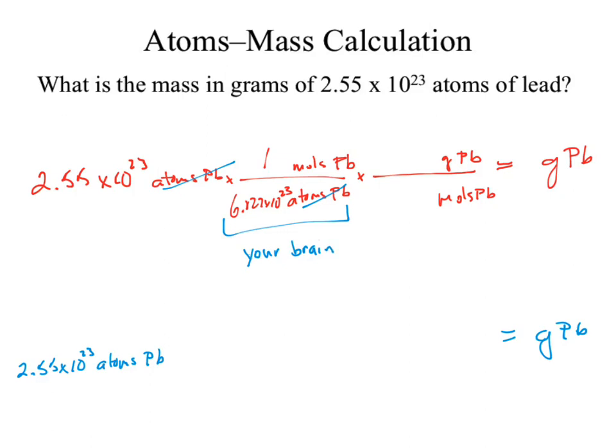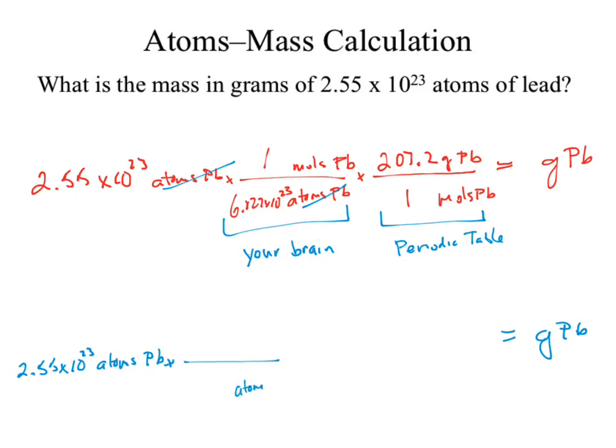Okay, the next one comes from the periodic table. And in that we know that 207.2 grams is 1 mole of lead. We can now punch into our calculator and we get an answer. We'll deal with that calculator in a second. Let's go to the other way to do this.